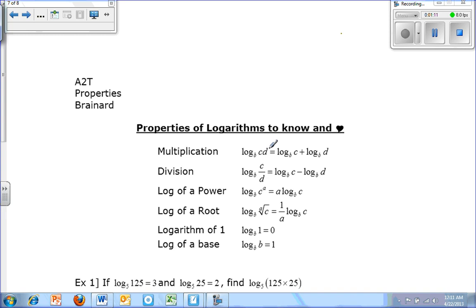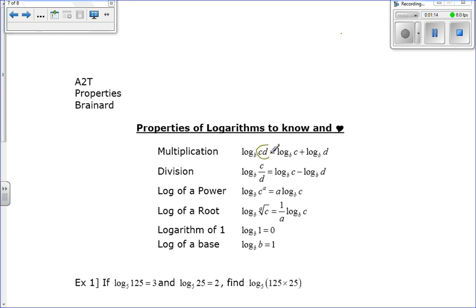So here I have a product, and here I have the sum. So I'm taking two logs and adding them together. When you divide, here's my quotient, my division, I'm going to subtract my exponents, just like I do when I divide. I'm going to subtract my logs.